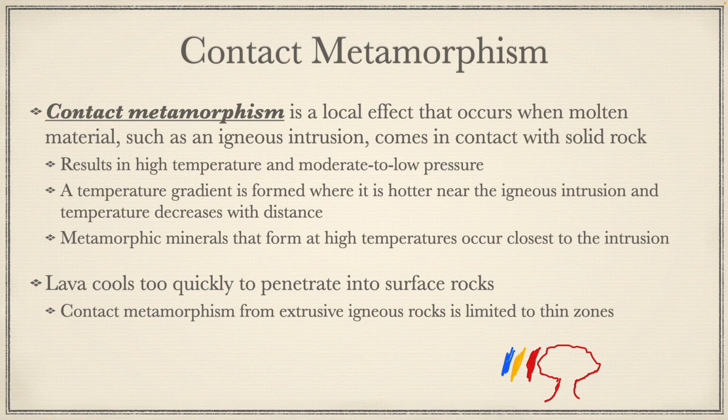Lava, which is on the surface of the Earth, comes out of volcanoes and such. But lava cools too quickly to penetrate into surface rocks. So contact metamorphism from extrusive igneous rocks is limited to very thin zones, if it occurs at all.